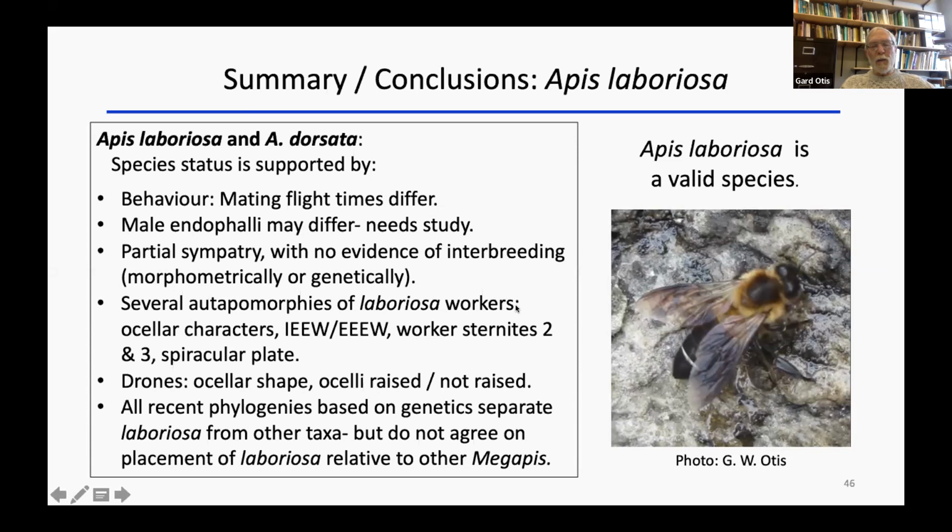Laboriosa workers have several odd apomorphies that would distinguish them from Dorsada. The ocellar characters, this ratio of the interior eye width to the exterior eye width, the pictures she showed of the worker sternites 2 and 3 in the spherical plate. And in the drones, their ocelli are like night and day differences. Anybody could pick those up and look at them and tell they're different. And I forgot to put in here another odd apomorphy, the longer malar space in Laboriosa compared to the other taxa. And all the recent phylogenies that have been done all separate Laboriosa out as a separate clade, distinct from the others. The position of that clade may vary a bit, but nevertheless, it's a distinct clade. So all the evidence suggests that Laboriosa is a valid species.